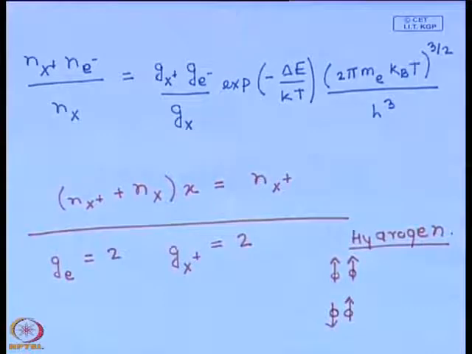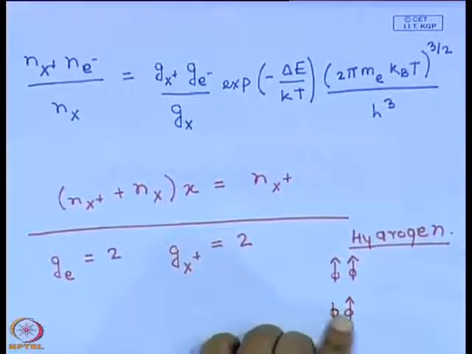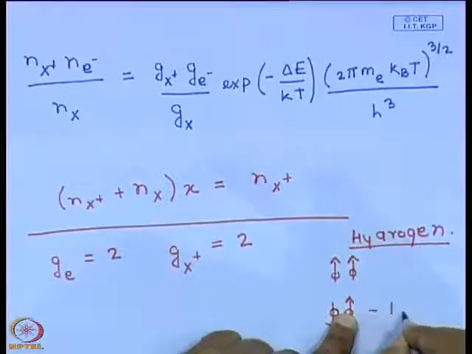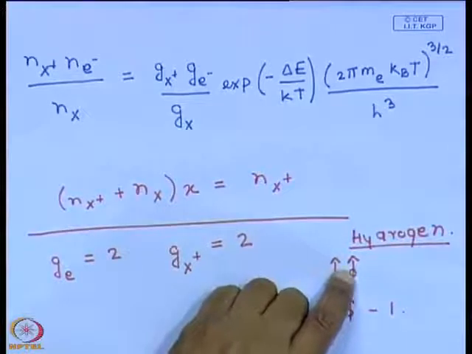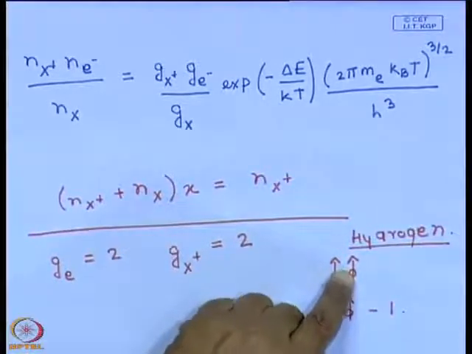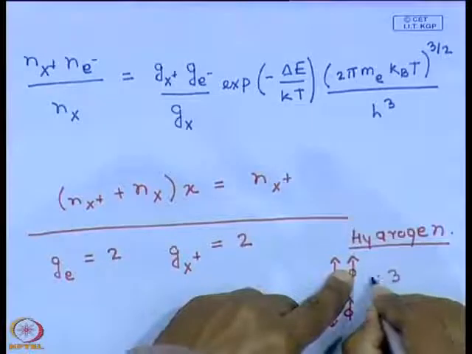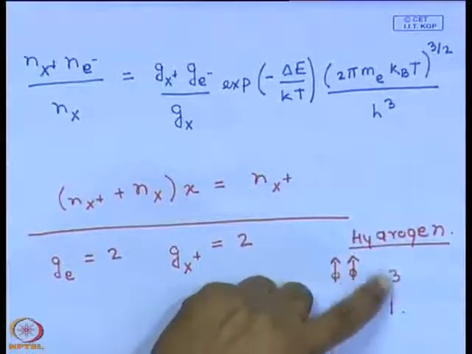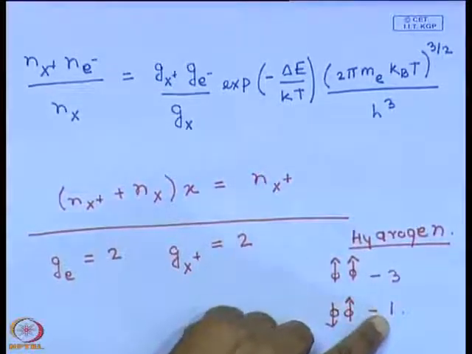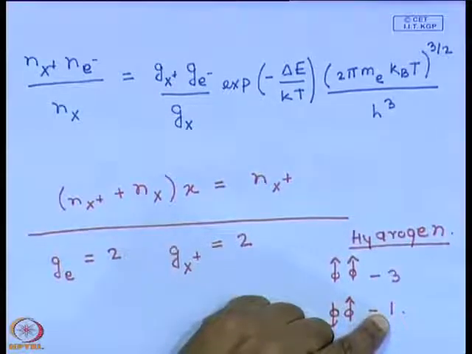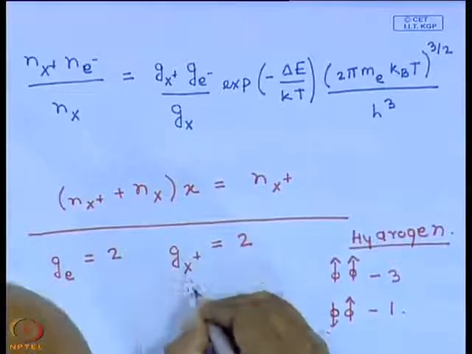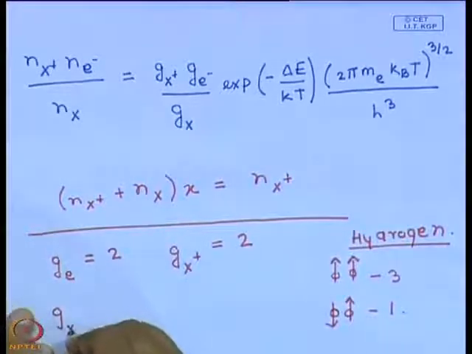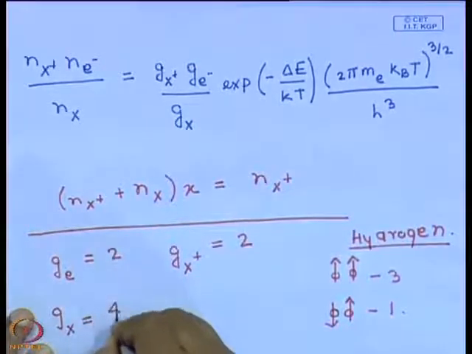Okay, so that one has a total spin of 0, so it has only one state. This one has a total spin of 1, it's a triplet, so there are 3 possible states. So totally there are 4 possible states for the ground state of neutral hydrogen. So for the ground state of neutral hydrogen, gx is equal to 4.